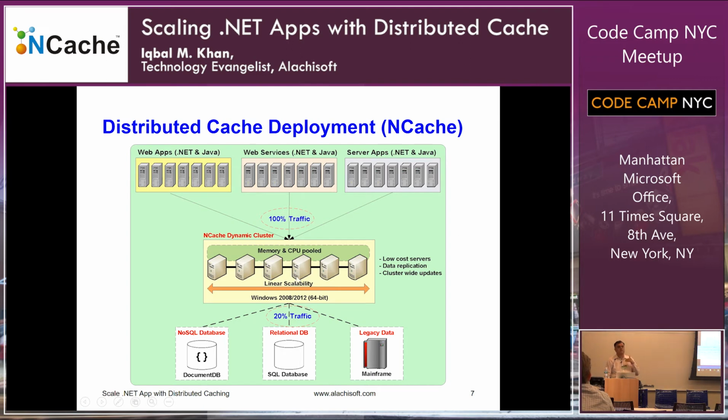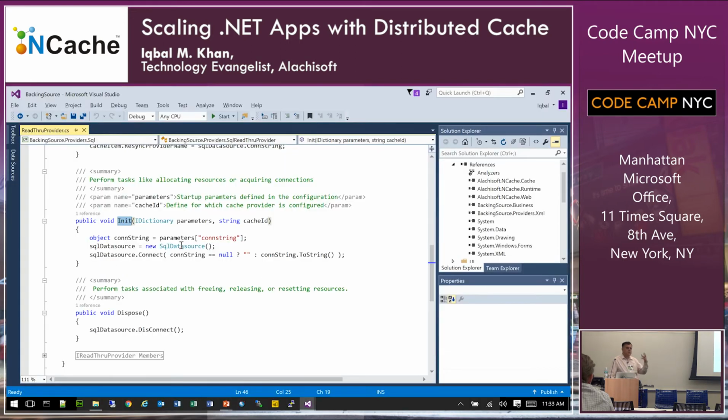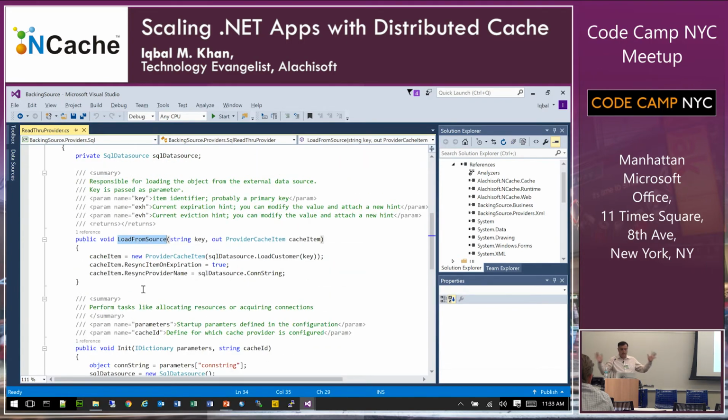Read-through is your code that runs on the cache cluster. Essentially, if you see this picture here, your code runs on every server. And which server it runs on is determined, in the case of NCache, by what the key was. Whichever partition the key was in, that's where the code is going to run. But it also allows you to do parallel processing. So read-through is code that runs here. There's initialize, and at the end there's dispose. And then this is the method that gets called.